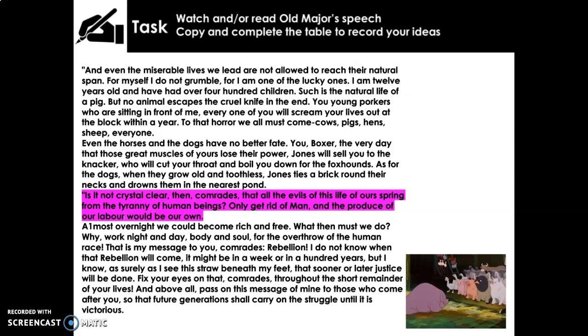Almost overnight we could become rich and free. What then must we do? Why, work night and day, body and soul, for the overthrow of the human race! That is my message to you, comrades. Rebellion! I do not know when the rebellion will come. It might be in a week or in a hundred years, but I know, as surely as I see this straw beneath my feet, that sooner or later justice will be done.